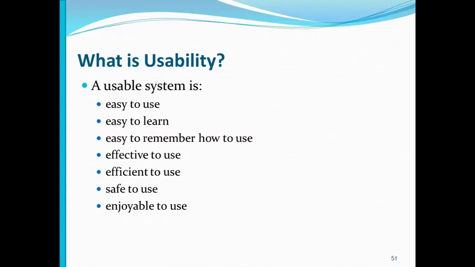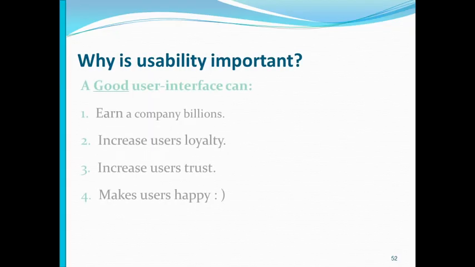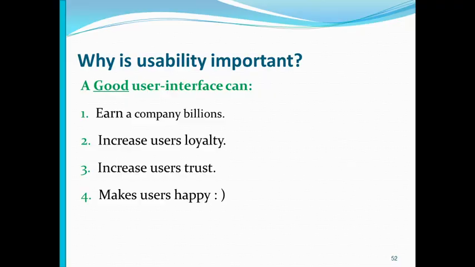So what is a usable system? It is easy to learn, easy to use, easy to remember, effective to use, efficient to use, safe to use, and enjoyable to use. So we'll just take a fast look at it. So why is usability important? A good user interface can earn a company billions, increase users' loyalty, increase users' trust, and make users happy.